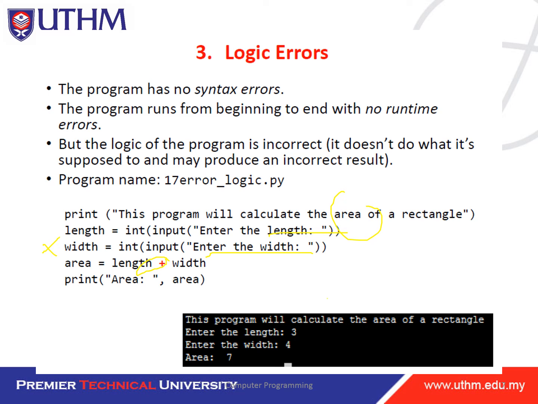You can see this is the answer. This program will calculate the area of a rectangle. Enter the length as 3 and the width as 4. Supposedly 3 times 4 is 12, but it shows you 7. So from this you need to check your coding for errors in the equations. Is there any error? Here you found that this is an error, so you need to correct it to avoid logic errors. For all the programs you make, you need to check for logic errors, to prevent typing the wrong operators or giving the wrong answer and so on.